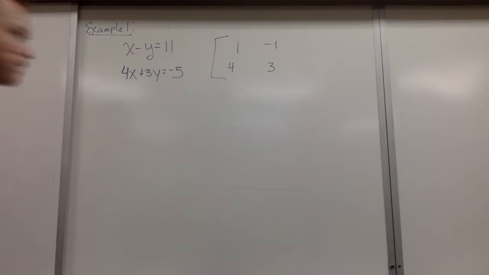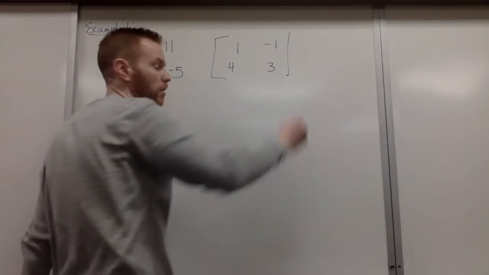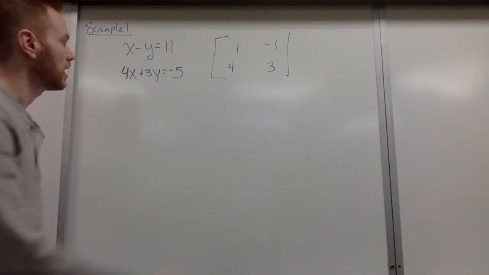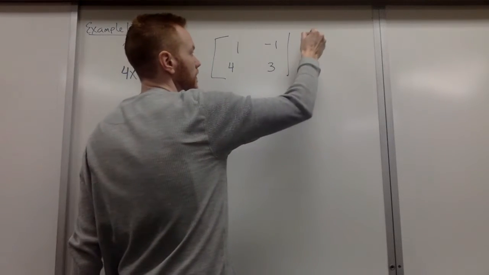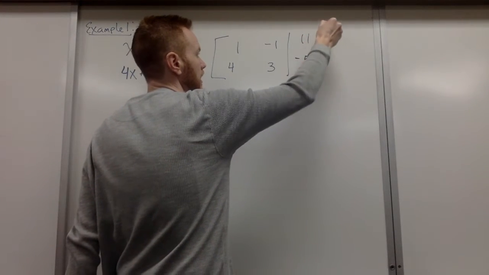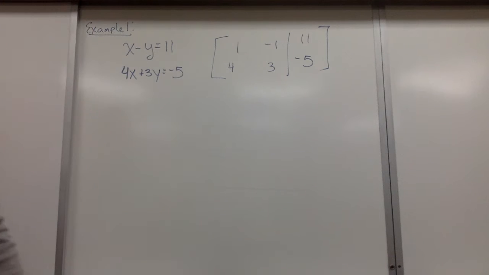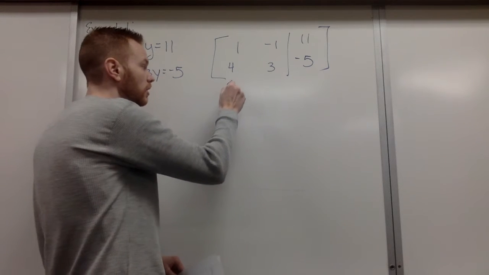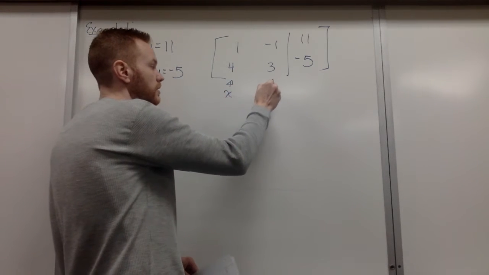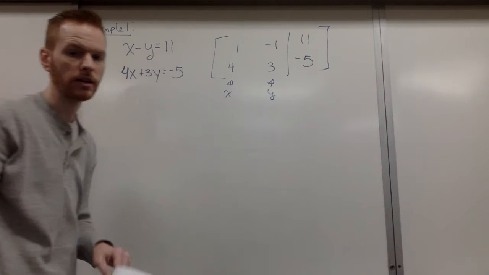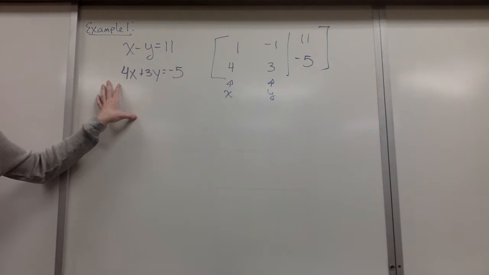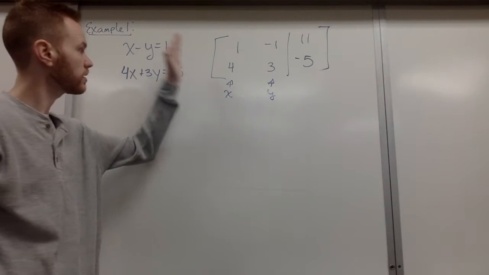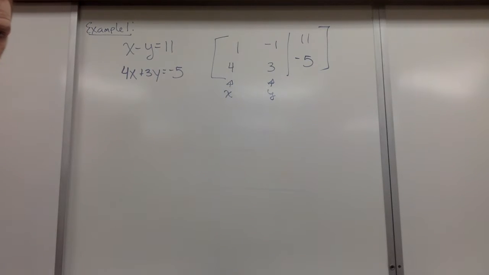Now the augmented part is me doing this. We're going to add on to this matrix the coefficients here, 11 and -5. There we go. So that's what it looks like. Now, if you remember, the first column is our x's, the second column is the y's, and you can see that by looking at this over here. First column x's, second column y's.